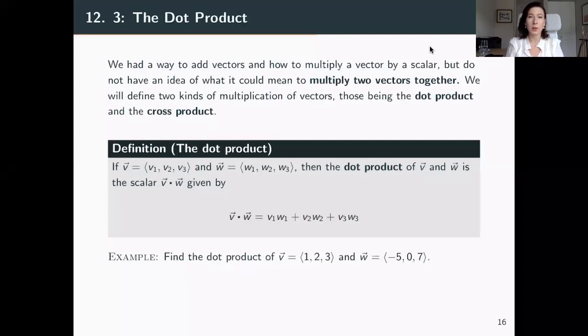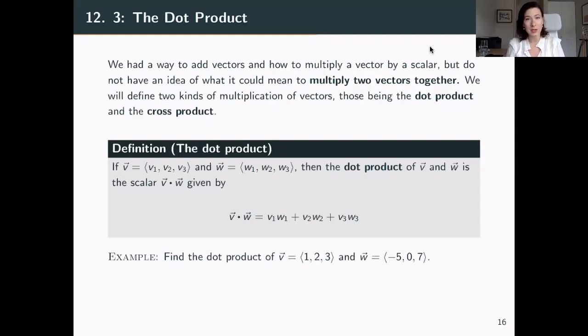Hello and welcome to week 2 of Math 211. This week we will continue our discussion of vectors, and in particular we are going to extend the ideas that we worked on last week with vectors to the domain of multiplication of vectors.